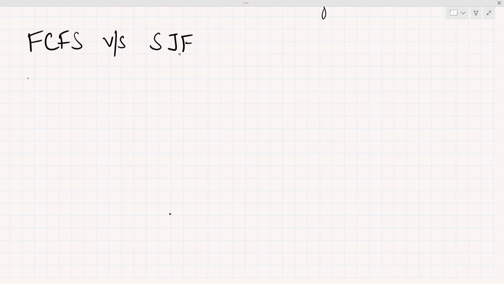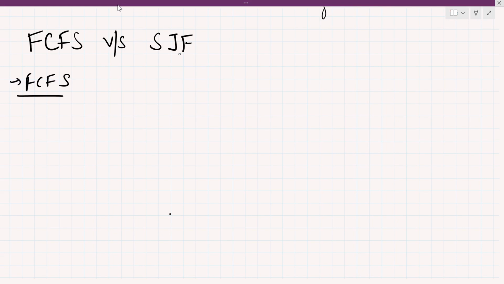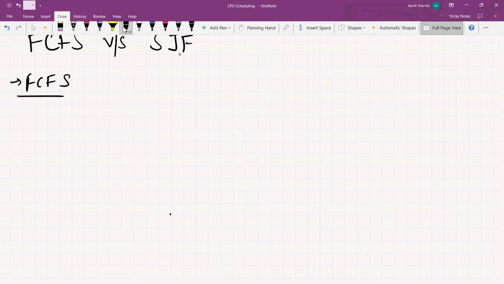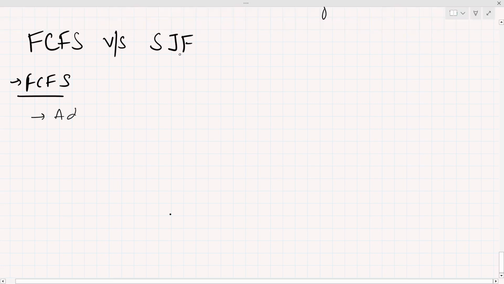First of all, let's talk about FCFS. What is FCFS? FCFS is basically the first come first serve scheduling algorithm. In this, whichever process comes first in the ready queue will get the CPU first. So what are its advantages?